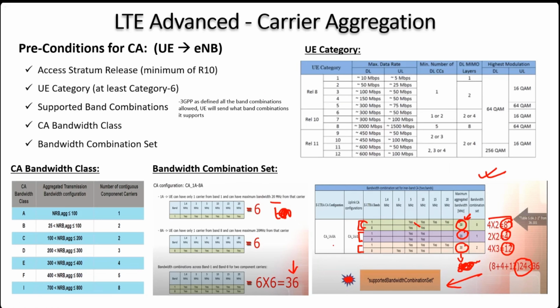Okay. But for 1A, 8A, 30 megahertz at one time is the maximum. Likewise, if you go with multiple, it can aggregate up to a maximum, as per theory, of 100 megahertz. Correct? Means for a particular UE, it can combine up to 30 megahertz if you go with this particular combination set.